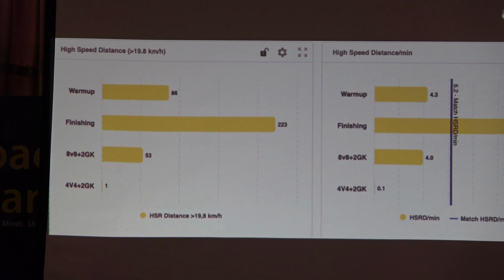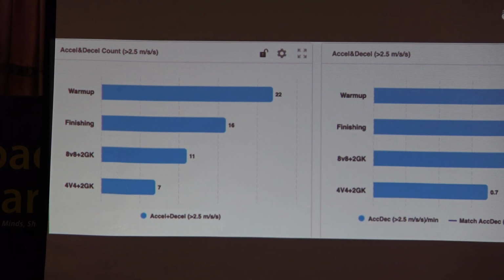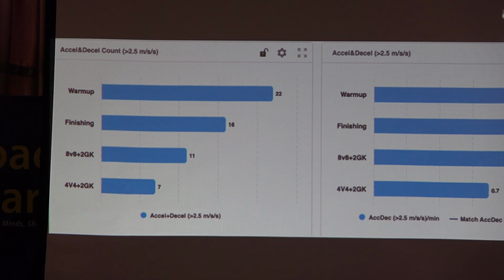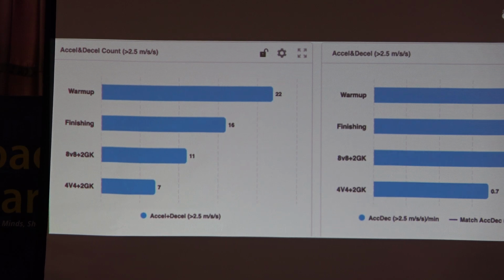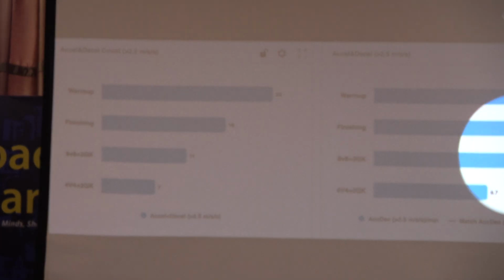It's actually pretty surprising. Warm-up. Wow. Think about what they have done in the warm-up. There were a lot of agility drills in the warm-up, right? It's not just stretching or running or sprinting. There are a lot of agility drills. So warm-up, finishing, 8 against 8, we were all pretty high.